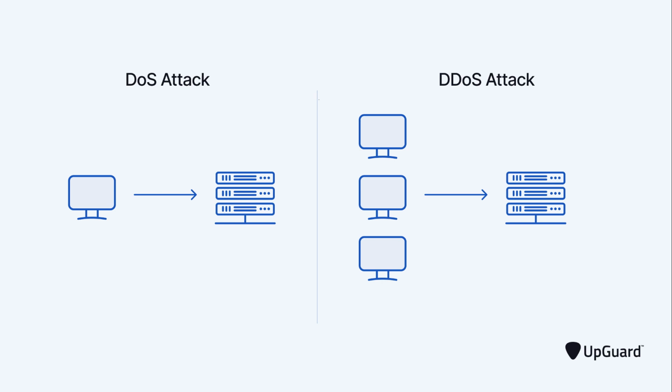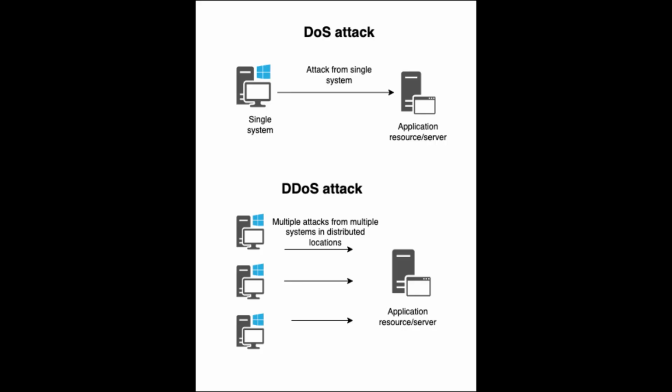Let's break it down. A DOS attack comes from a single source, while a DDoS attack involves multiple machines working together. DOS attacks are easier to detect and stop, but DDoS attacks, because of their scale, are much harder to mitigate. And finally, DOS attacks require less technical skill, whereas DDoS attacks often involve sophisticated botnets and malware.